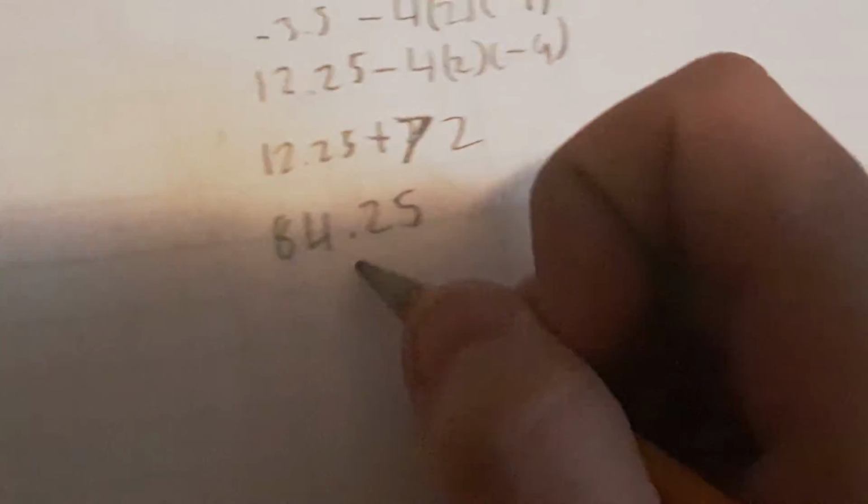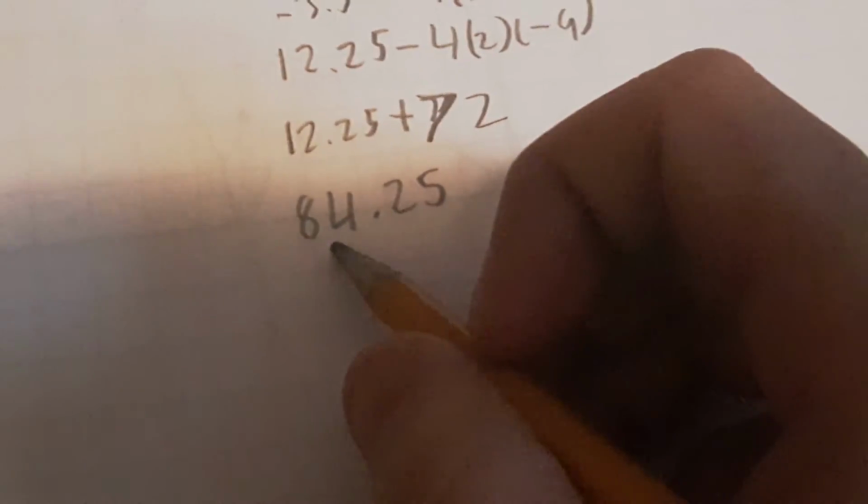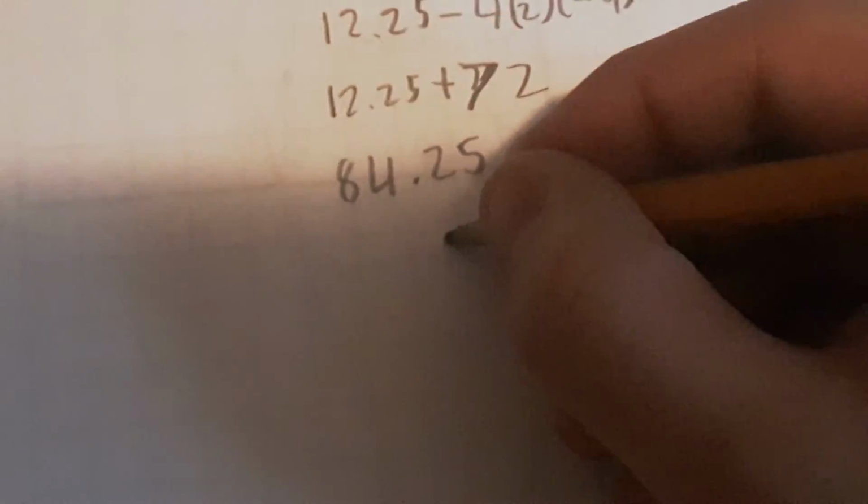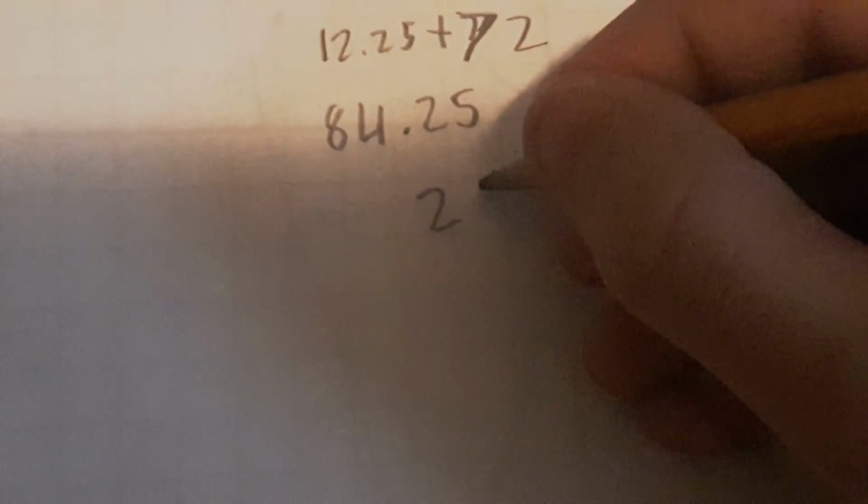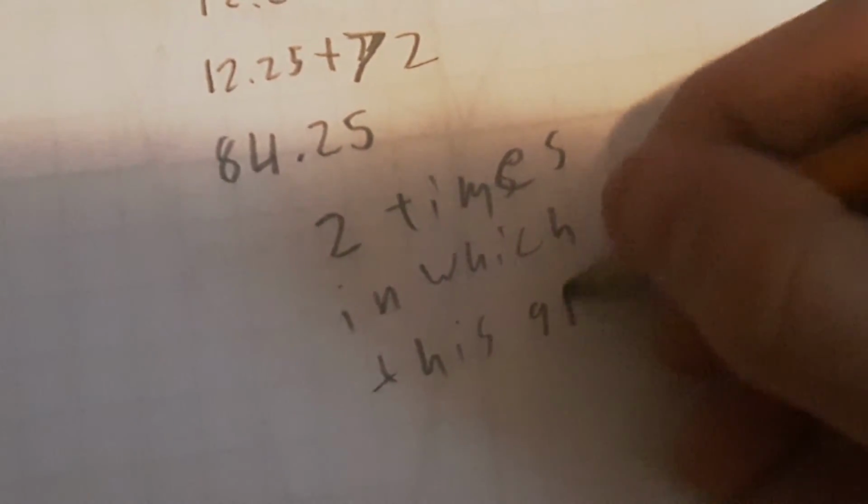After that, we add these two numbers because there's a plus sign there now. When you add these two numbers, you get 84.25. Since this number is positive, and it's over 0, we can tell that there are in fact 2 times in which this graph crossed the x-axis.